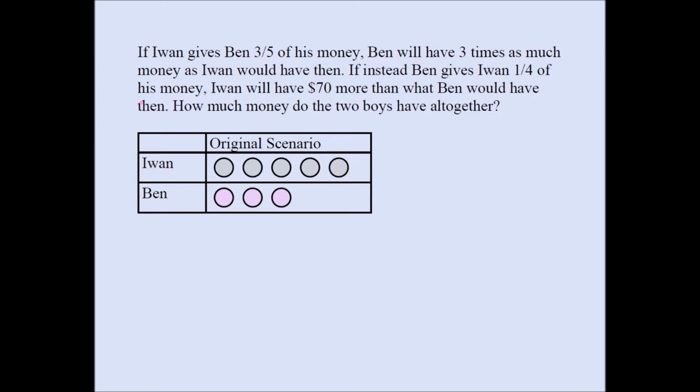Now let's take a look at what happens here. If instead Ben gives Ivan a quarter of his money, Ivan will have $70 more than what Ben would have then. Now the catch here is it's not so easy to represent a quarter of Ben's money. If Ben had 4 circles, I would be all set. If Ben had 8 circles, it would be convenient as well. But Ben has 3 circles. How would you find 1/4 of Ben's amount?